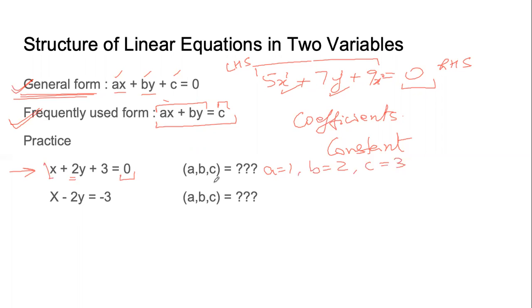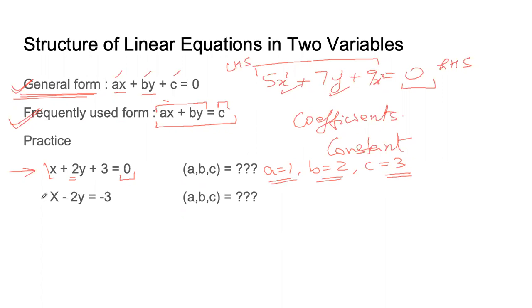And this is where what we learned yesterday in algebra comes into use. x means 1 into x, 2y means 2 into y. It is similar to b into y. So we can find out that the coefficients are 1 and 2 and the constant is 3.